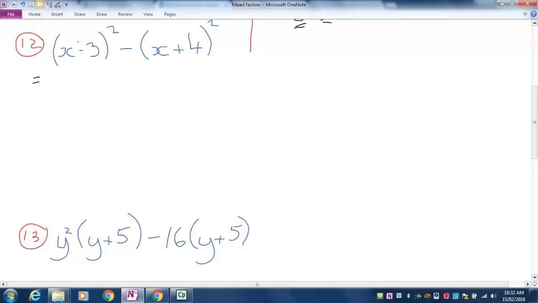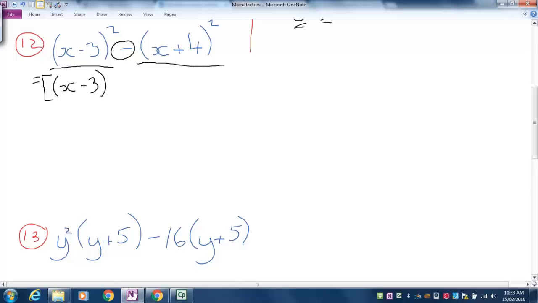For number 12, we don't want to expand these brackets. We're trying to make it simpler. So we need to recognise that this is a perfect square, and so is this, and there's a minus in the middle, which means I'm working with a difference of 2 squares. So I'm going to need to use a few different levels of brackets here. In the first set of brackets, I need to take the square root of x minus 3 all squared, which gives me x minus 3.